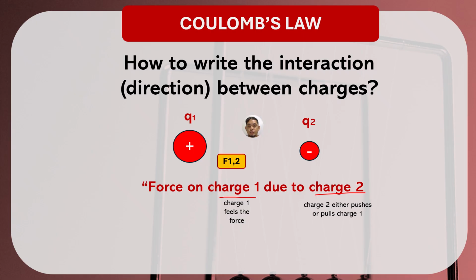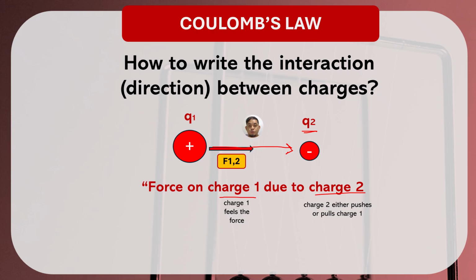Now, what will charge 2 do to charge 1? Negative and positive are attractive, so charge 2 will be the one to push or pull. Since negative and positive attract each other, the negative will pull the positive towards Q2. That's the meaning behind force on charge 1 due to charge 2. So the direction will be to the right.